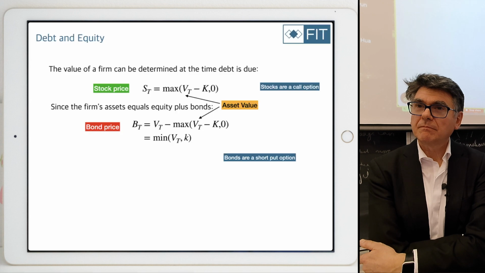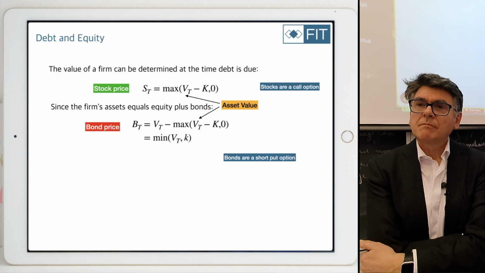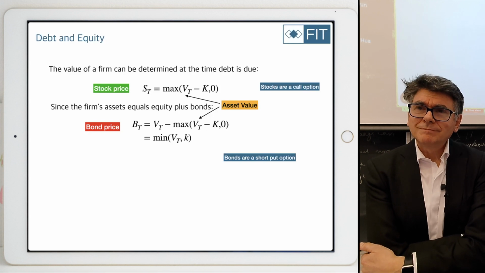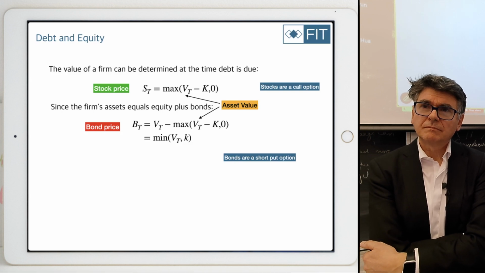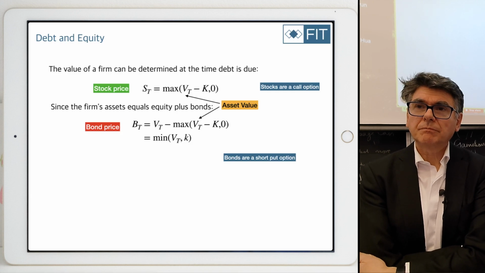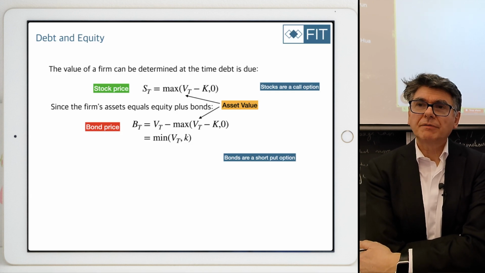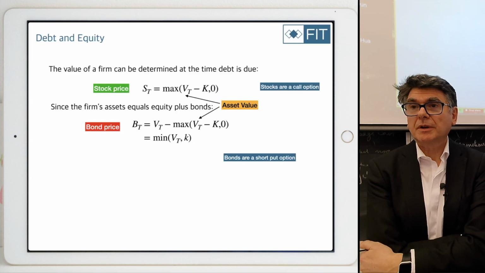Yes. I was just wondering, for the max between 0 and V minus K, what if this is financed by equity, and then perhaps there's more equity than there is. Then you would never default because you don't have any liabilities to anybody.